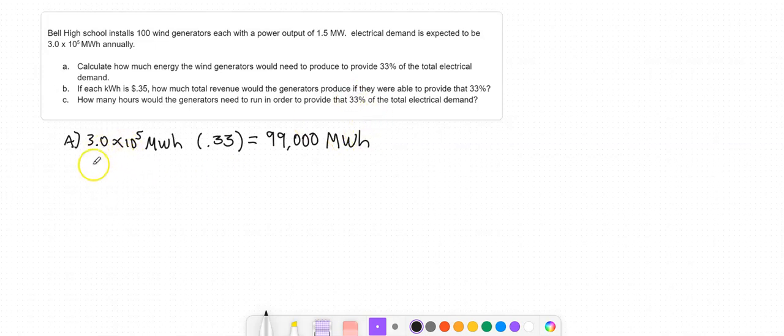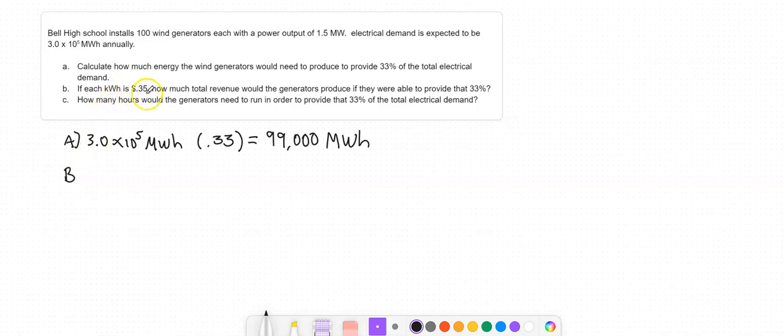Okay, so if we know that the total demand is, this is for part A, 3.0 times 10 to the 5th megawatt hours, in order to find 33% of that, we would simply multiply this times the decimal form of the percentage, which is 0.33. If we put that into our calculator, 99,000 megawatt hours.